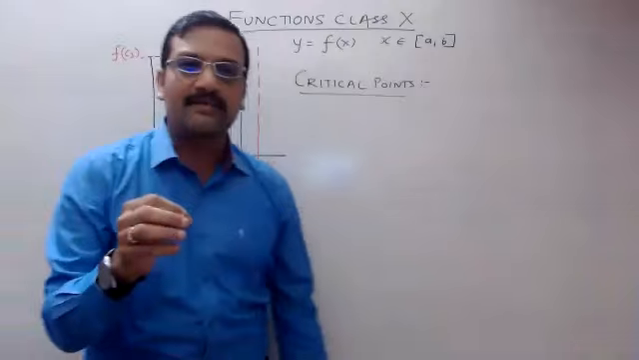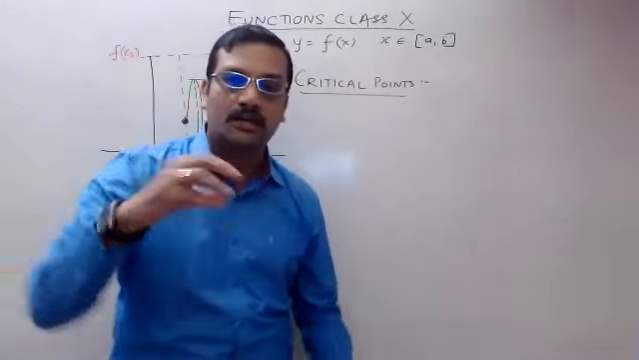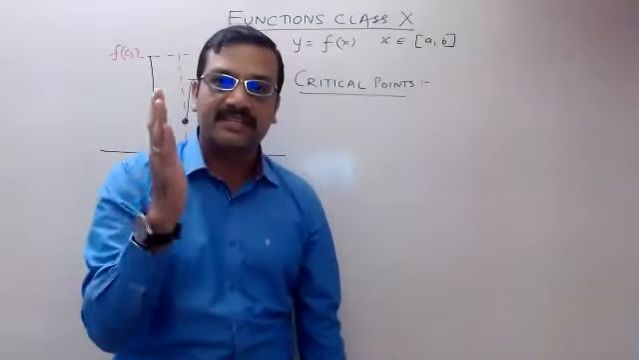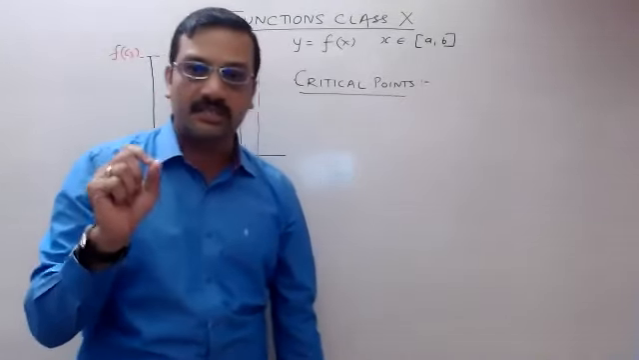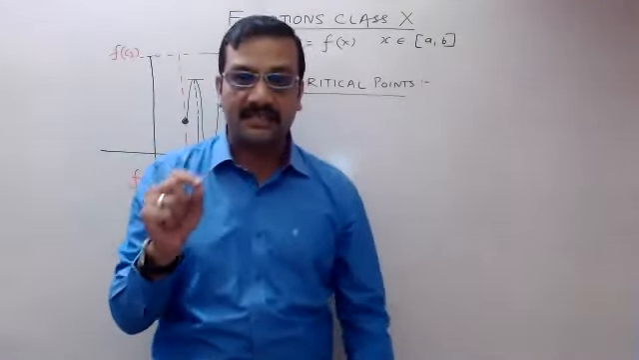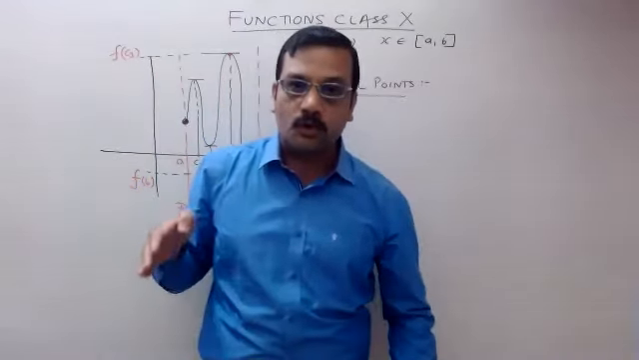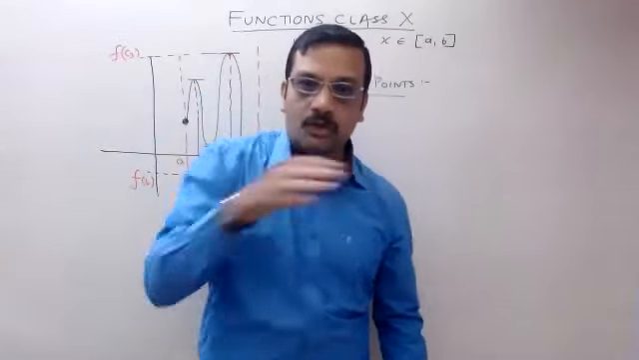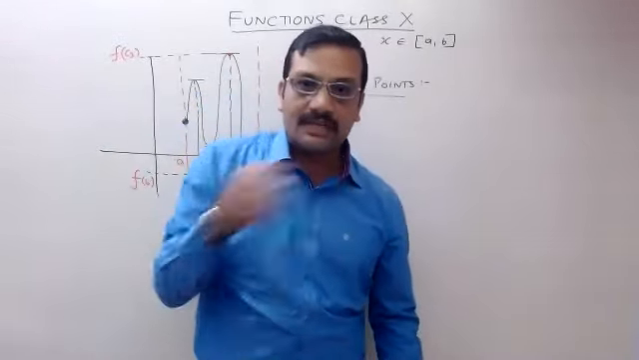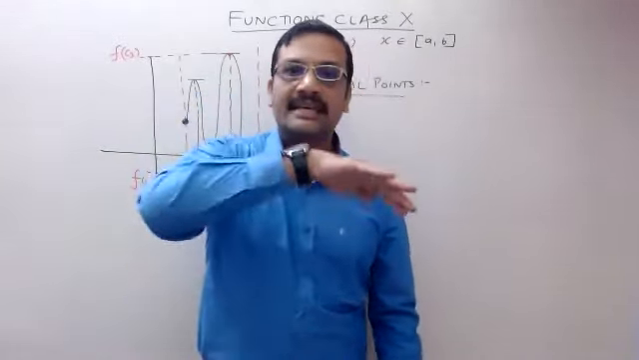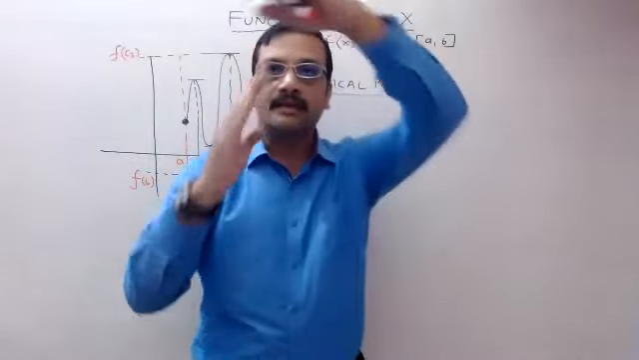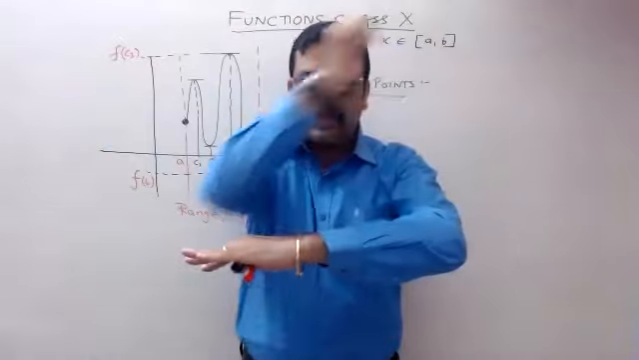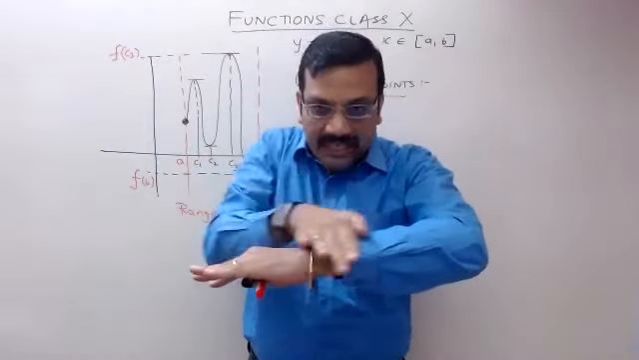Very rough idea I'm giving. It is not the original definition. A rough idea: critical points are those points where the function takes a turn. See, the function is going up, going up, going up, going up, then suddenly comes down. So it goes up and comes down. There's a turn. The turn can be either sharp, like mod x, or the turn can be smooth, like x square.